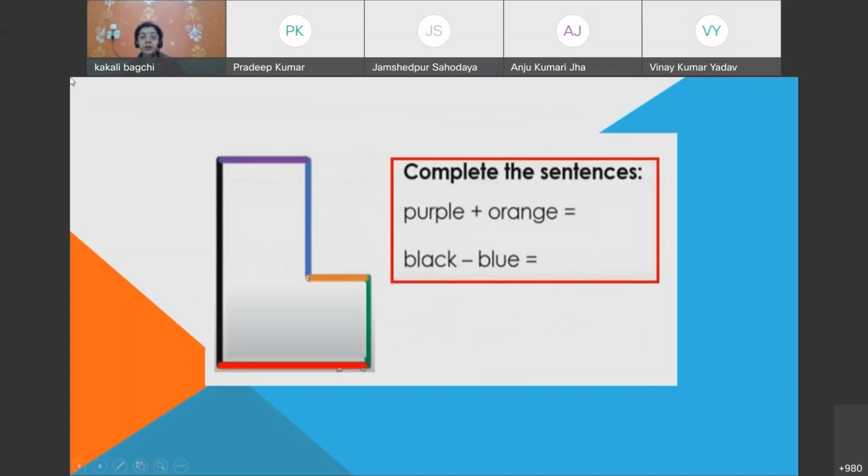Reply me. This is purple, this is orange. In this figure, purple plus orange is equal to which color coming? Red. Very good. Black minus blue is equal to which color? Green. Dear friends, can't we teach addition, subtraction by this type of small projects?